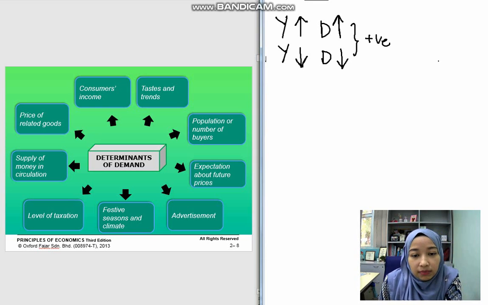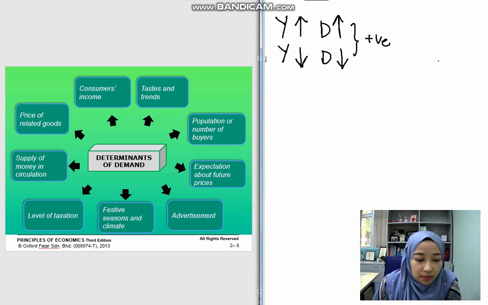Population or number of buyers. Of course, when you have a higher population, a higher number of consumers or people that will buy a certain product, the demand will be higher. Usually that will happen in an economy that has a larger population. So an economy with a larger population usually will have a higher quantity of demand.